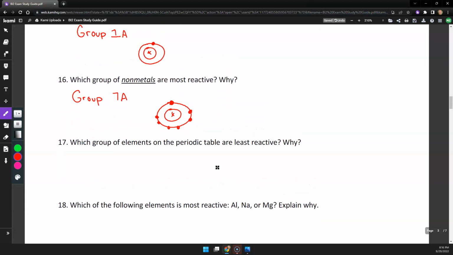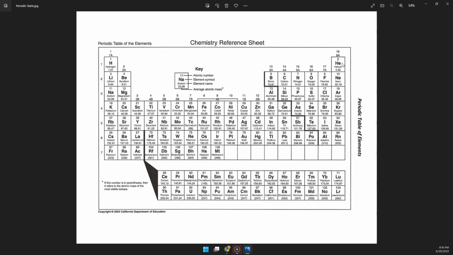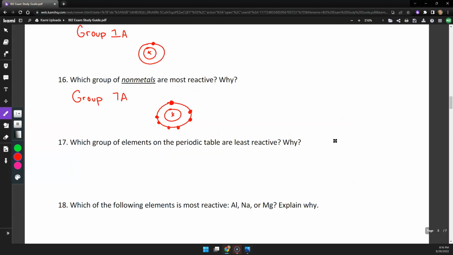All right, which group of elements on the periodic table are the least reactive? That's going to be our noble gases. They have a full outer shell. They are totally happy, and they could care less about gaining electrons. Okay, so our noble gases have a full outer shell. They have all 8. They are not going to want to react. They are totally happy.